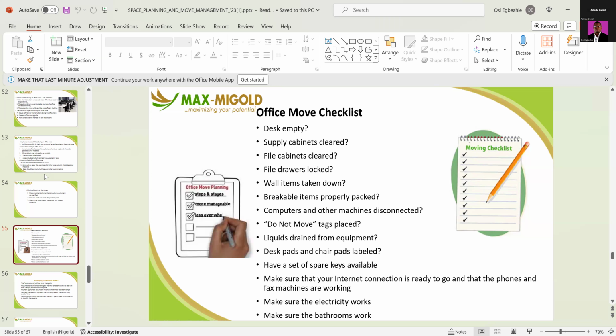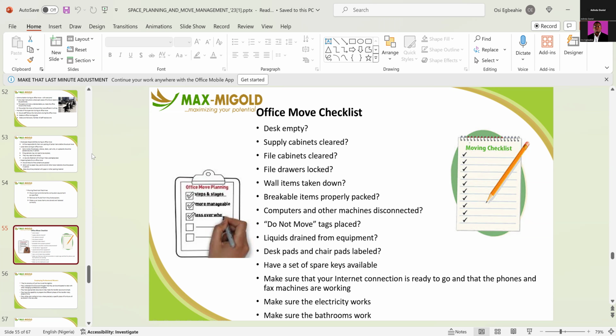Office move checklist. I won't spend too much time on this. It's just something that you can read. You just have some checklists. You just ask yourself the questions: are the desks empty? Check. Supply cabinets cleared? Yes. Filing cabinets cleared. Filing drawers locked. Wall items taken down. Breakable items properly packed. Computers and other machines disconnected. Do-not-move tags placed. Liquid drained out of equipment. Desk and chair pads labeled.